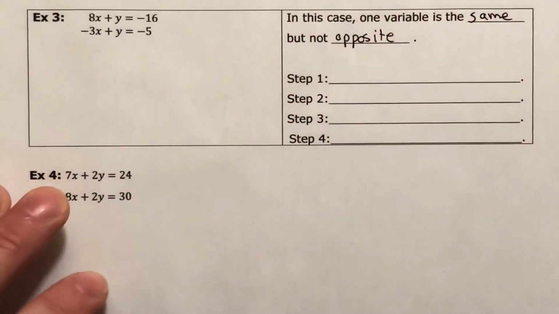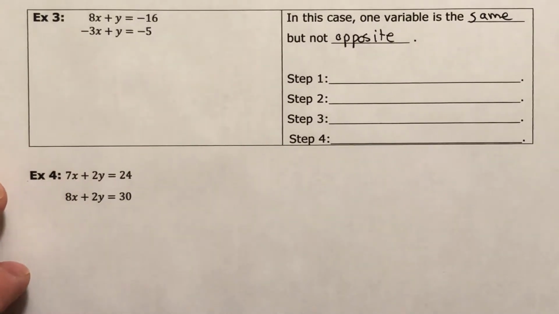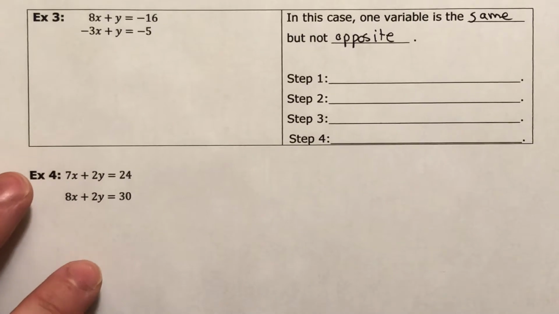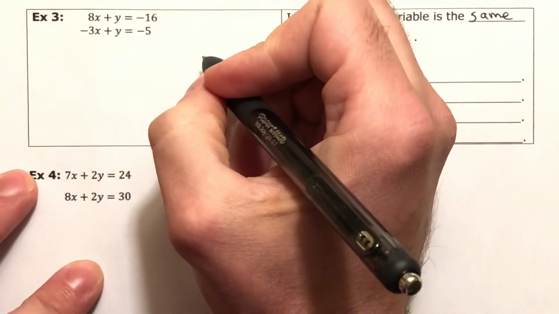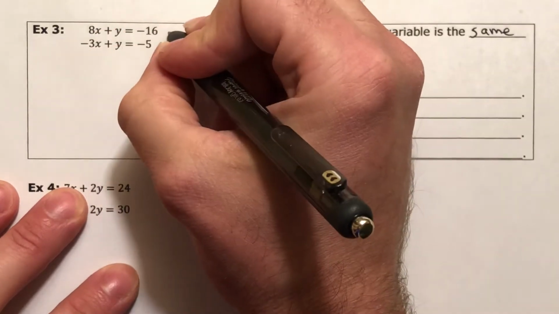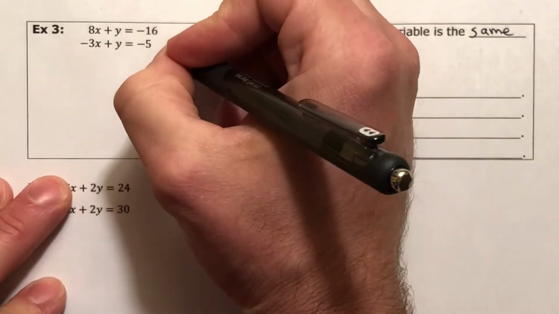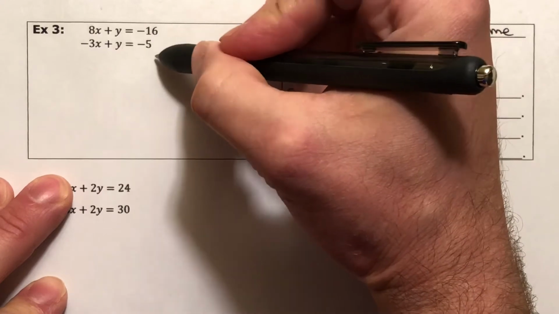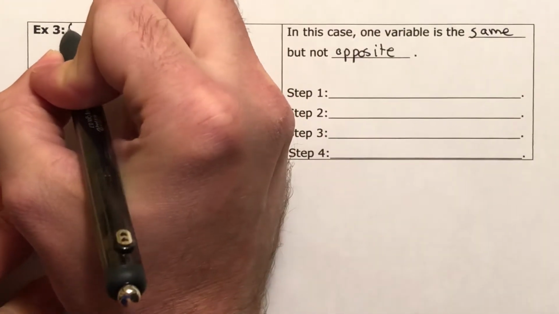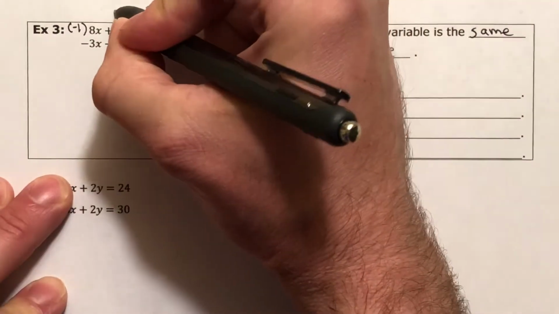When that happens, there's a simple trick you can do. You can make them the same and opposite by multiplying one of the equations by negative 1. So we're going to multiply everything in the top equation. We could do the top or the bottom, but I like to do the top equation. That way you can write the answer below the second equation. So we're going to multiply everything in the top equation by negative 1.